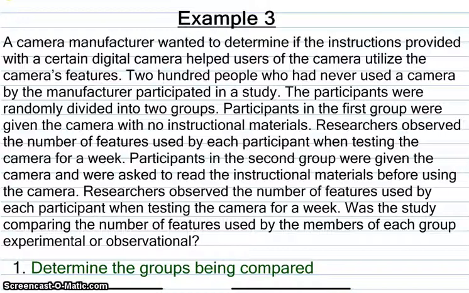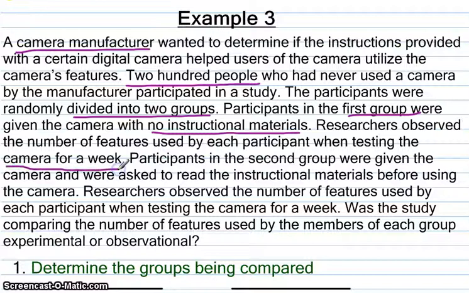Okay, so let's go through and sum up. We have a camera manufacturer that is trying to determine how best to utilize the features. They have 200 people who have never used the camera in the study, and they were divided into 2 groups. One group had no materials, so they had no instruction manual at all. Then at this point they also controlled how long they had the cameras for. They had them for a week.